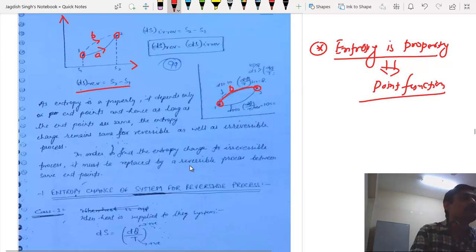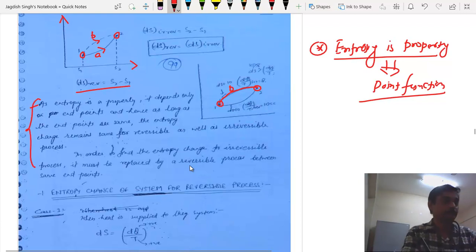As it is written here, as entropy is a property, it depends only on endpoints, and hence as long as the endpoints are the same, entropy change remains the same for reversible as well as irreversible process. Therefore, in order to find the entropy change for an irreversible process, it must be replaced by a reversible process between the same endpoints, right? So this is clearly explained here. Okay.